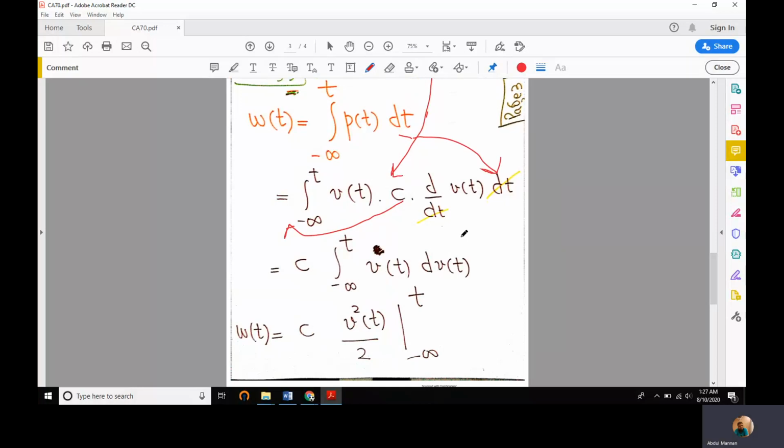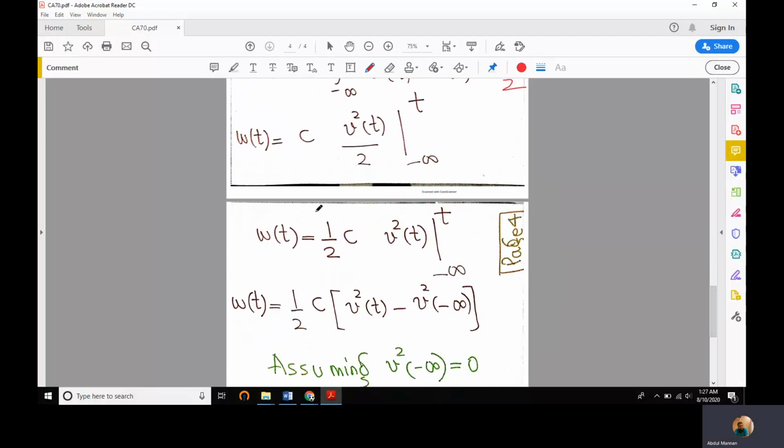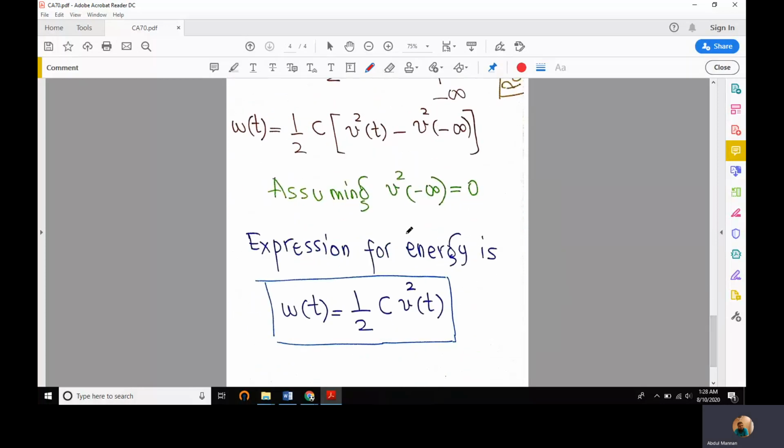Integrating V of t dV of t is exactly like integrating x dx, and we know that the integral of x dx gives x squared divided by 2. So replacing V of t with x for convenience, and then putting it back, this is C times V squared of t over 2. This is the energy that is stored in the capacitor. We write 1 by 2 times C times V squared, and put the limits in: V squared of t minus V squared of minus infinity. Assuming that it wasn't initially charged, the expression for energy stored in the capacitor is 1 by 2 times C times V squared of t.